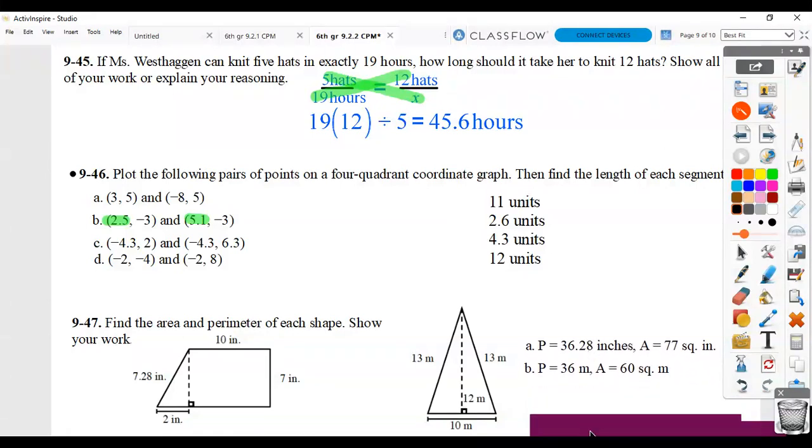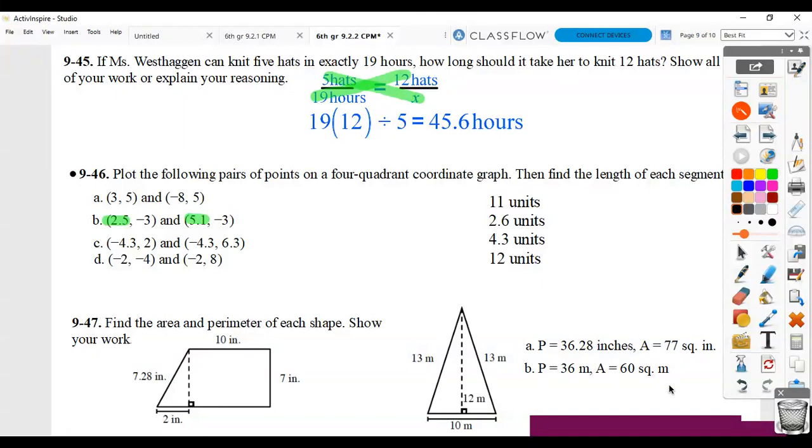So for the perimeter, for the first one, you should get 36 and 28 inches. For the area, again, show whatever formula you used, the trapezoid formula or the triangle and the rectangle formula. You end up getting 77 square inches. And then for the triangle here, the perimeter would be adding up the sides. You get 36 meters. Area of a triangle, of course, is base times height divided by 2. You get 60 square meters.